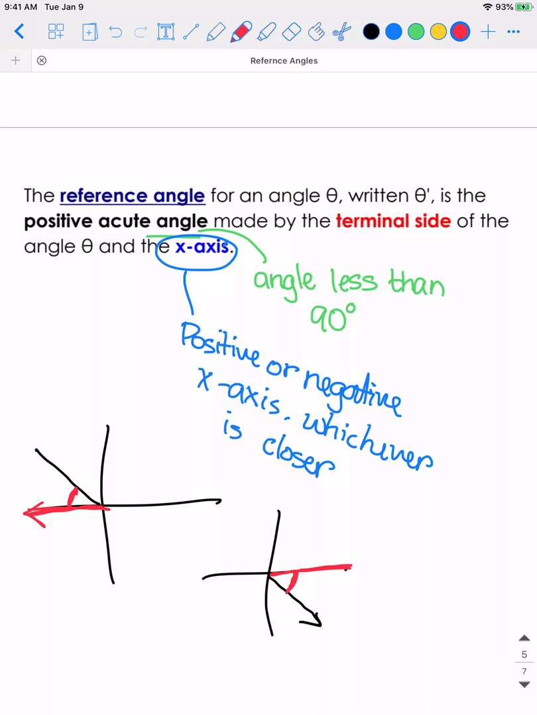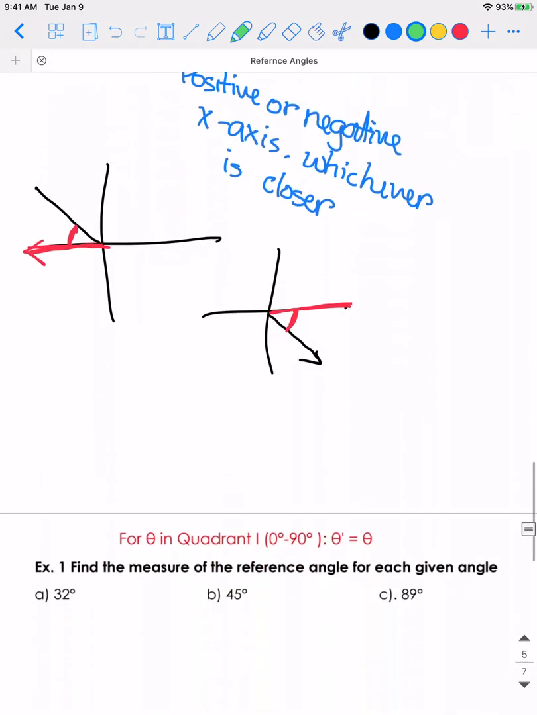Okay, now theta is going to be the angle that's given. So this is theta, this is our given angle. And theta prime is going to be our reference angle. Okay, so just some terminology for us on this. So let's put this to use.